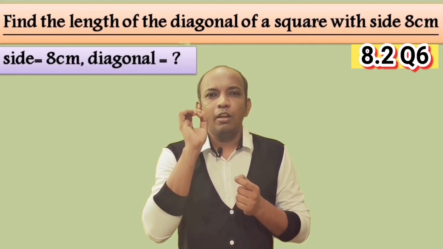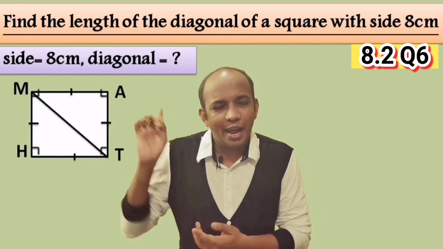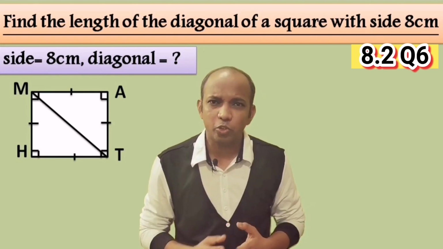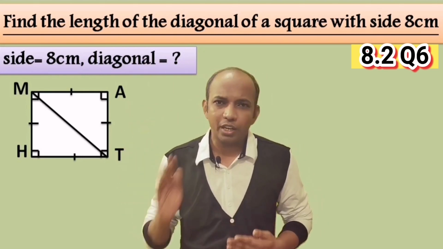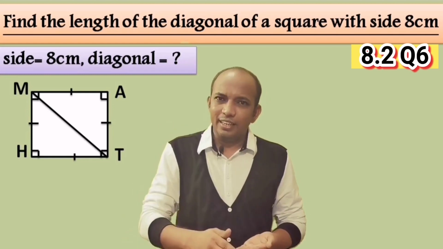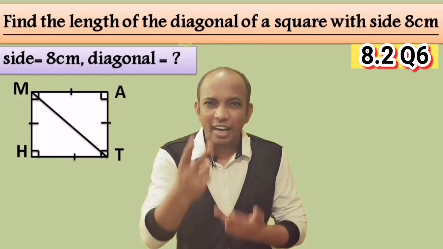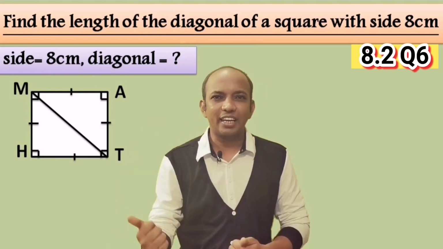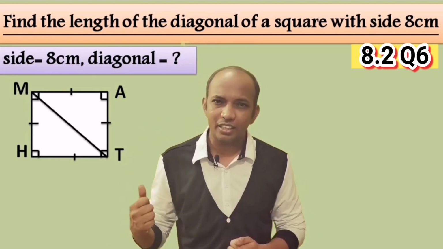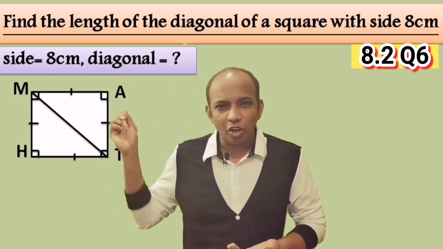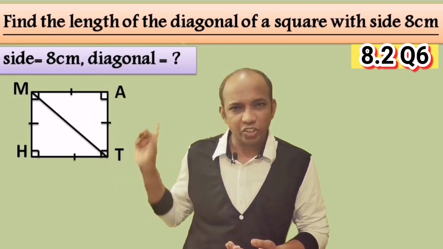Okay, if we observe this square MATH, the way we are taking, now I need to find the diagonal first of all. So consider the diagonal, that is MT. The way in a rectangle the diagonal divides the quadrilateral into 2 right angle triangles, here also the diagonal will divide the quadrilateral into 2 right angle triangles. What happens now? We are going to consider one of them. So let's consider triangle MHT.